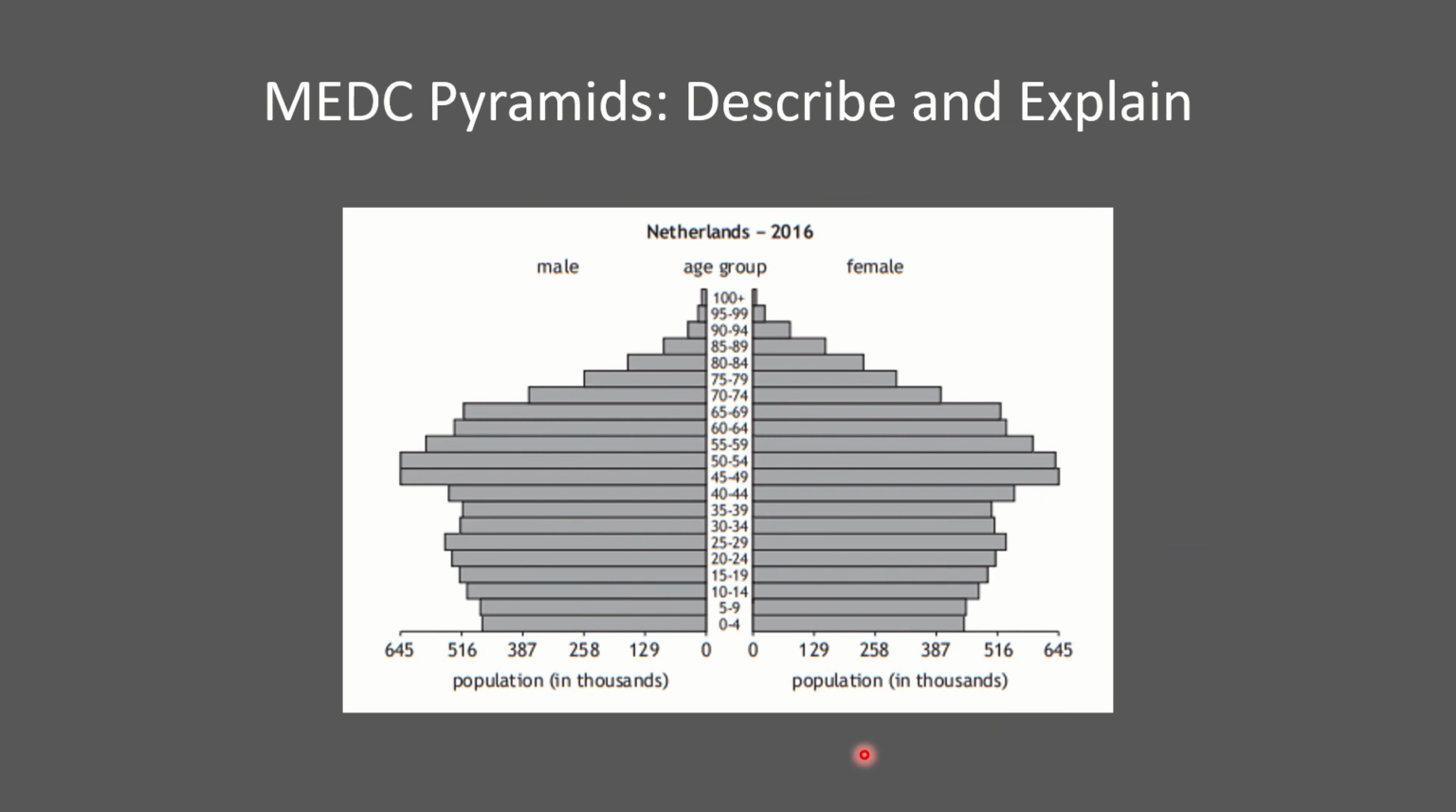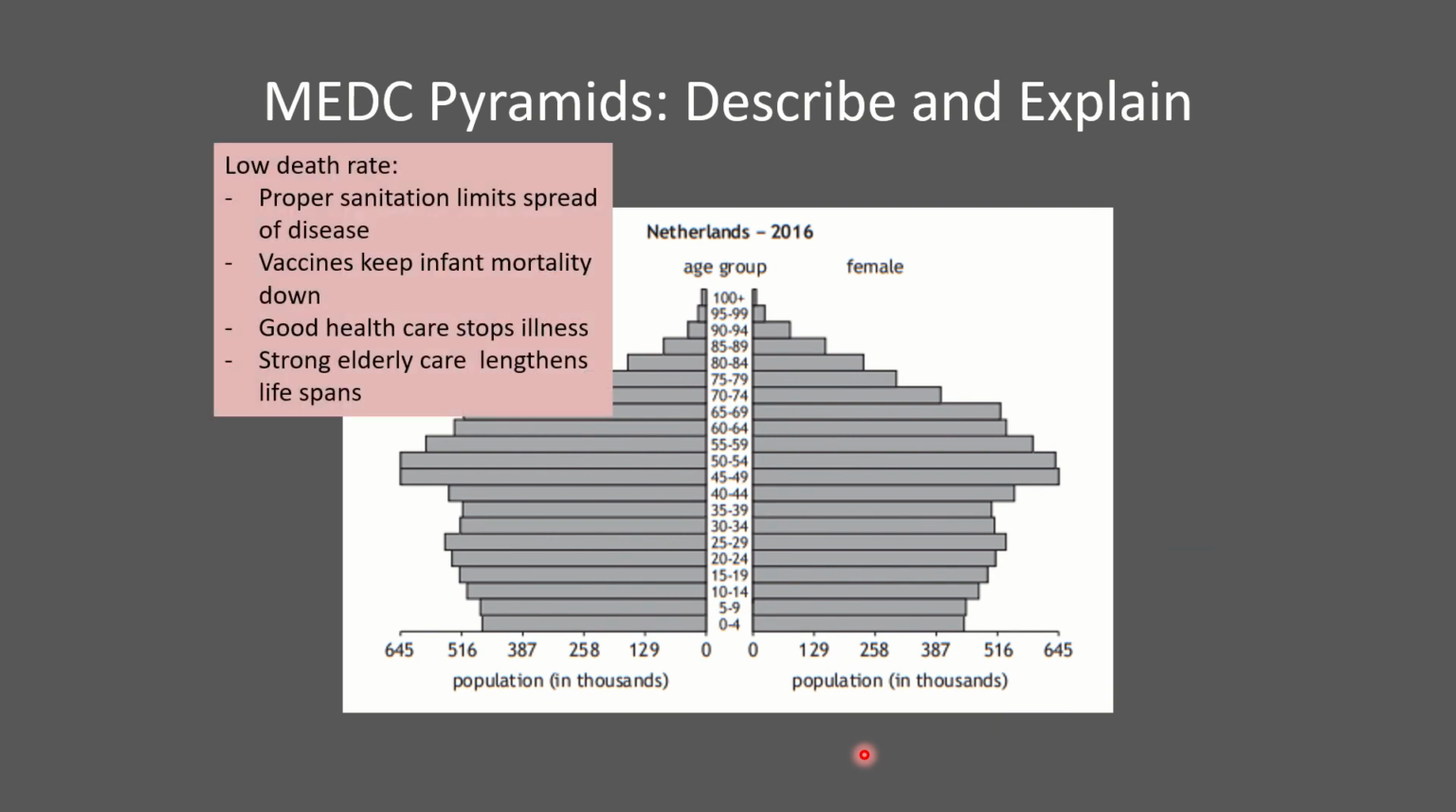Here, for a MEDC pyramid, in this case the Netherlands, my description is that there is a low death rate. Look at the sides of the graph, they bulge out the way. It only really starts to get narrow after people reach about 70 to 74 years old. This is because proper sanitation limits the spread of disease. Vaccines keep infant mortality down. Good healthcare stops illness, and strong elderly care lengthens lifespans.